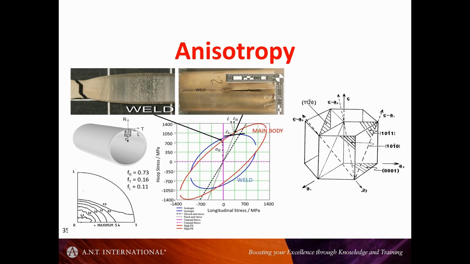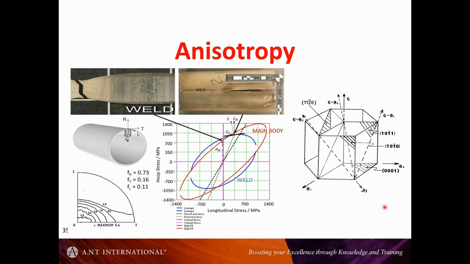Okay, so now I'm going to carry on and talk about anisotropy, mechanical anisotropy. And now it's going to be specifically about zirconium alloys because zirconium, as I explained earlier, has an anisotropic crystal structure. The crystal structure is shown here, and on it I've marked the most close-packed planes.